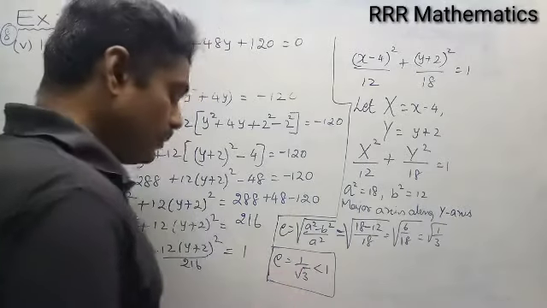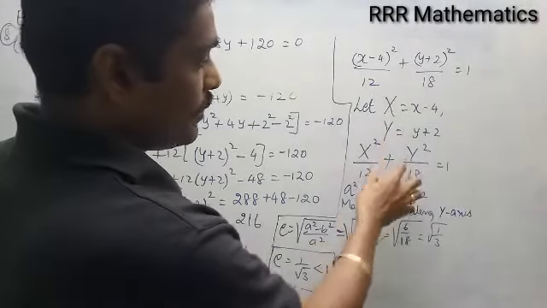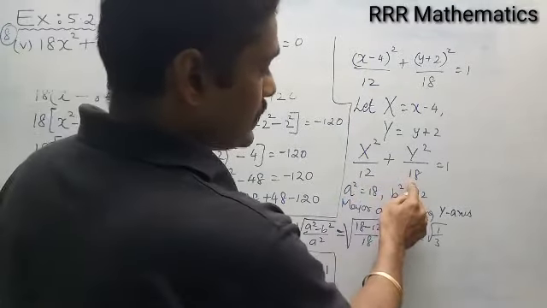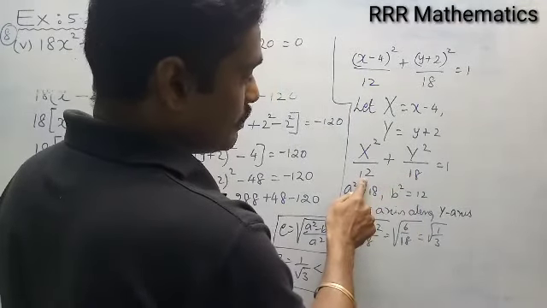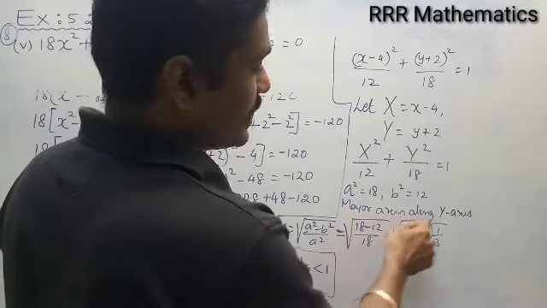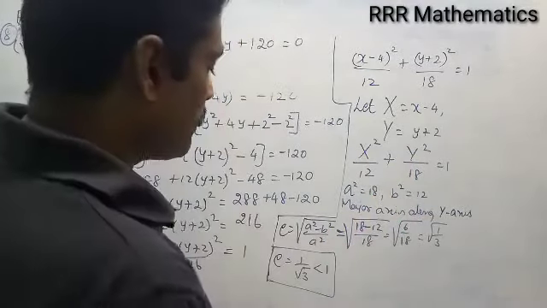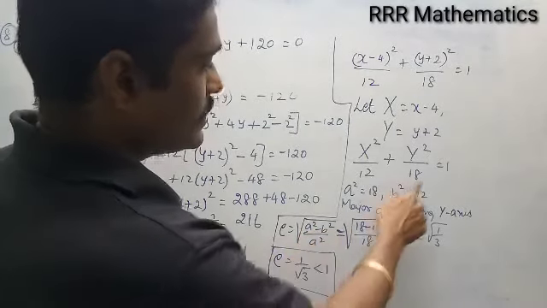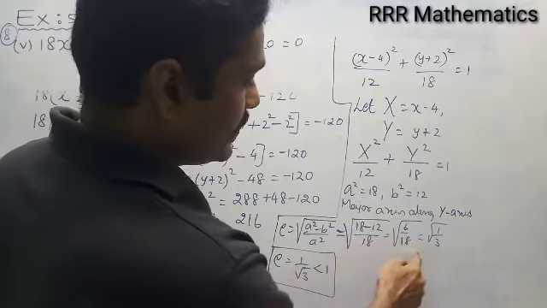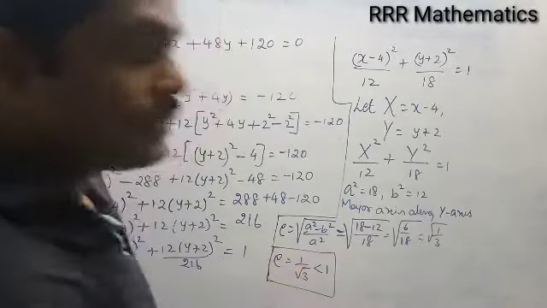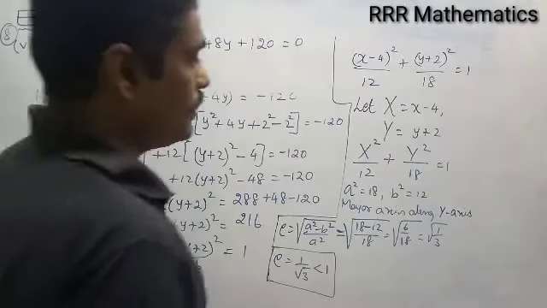Got it? So, after getting the standard form with respect to capital X and capital Y, I can declare the greater value as a square, which is 18, and b square, which is 12, and 18 appears in the denominator of Y square. Therefore, major axis along capital Y axis. The e value will be calculated as square root of (a square minus b square) by a square, which is 18 minus 12 by 18, 6 by 18. When you simplify, 1 by 3. So I am getting the value of e as 1 by root 3. Okay. What is ae value?